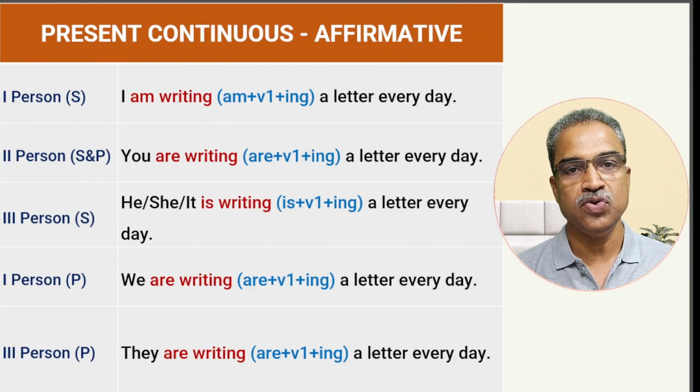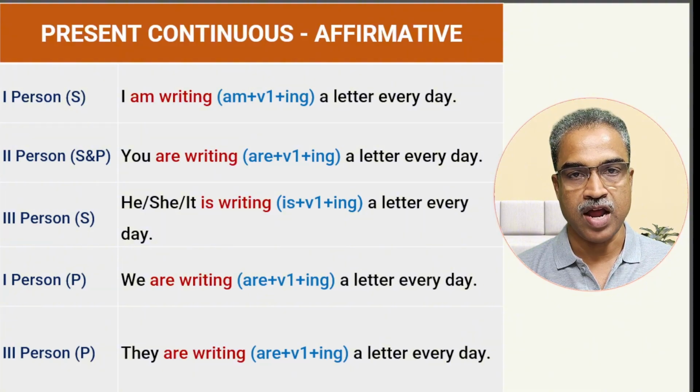And then we need to use the root form of the verb. In our example, our verb is write. With this root form, we need to add ing. So write plus ing becomes writing. So the sentence would read, I am writing. I am writing a letter every day. So what is the format of this one? It is am plus V1 with ing. So I am writing, I am eating, I am teaching. So it continues like this.